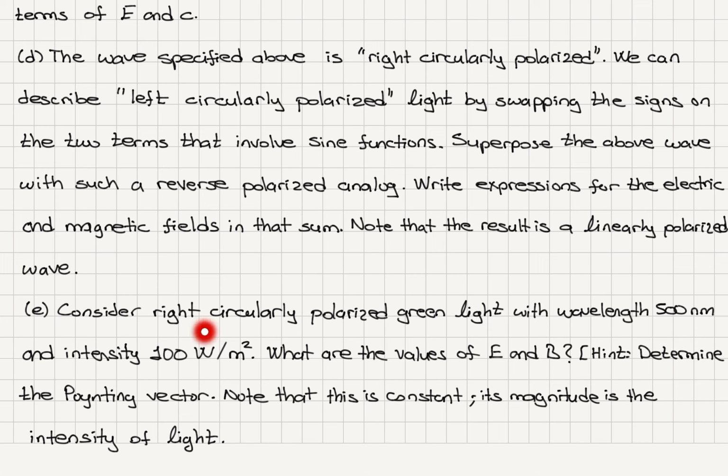Consider right circularly polarized green light with wavelength 500 nanometers and intensity 100 watts per meter square. What are the values of E and B? Hint: determine the Poynting vector. Note that this is constant. Its magnitude is the intensity of light. This is something we actually know.